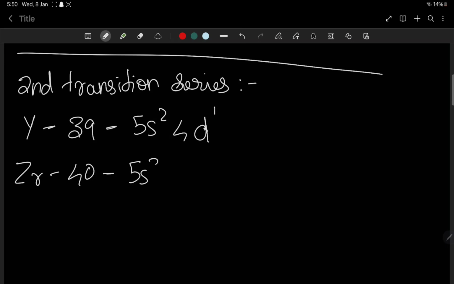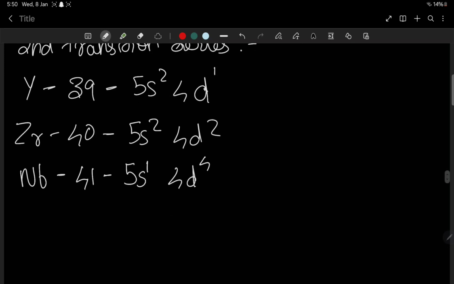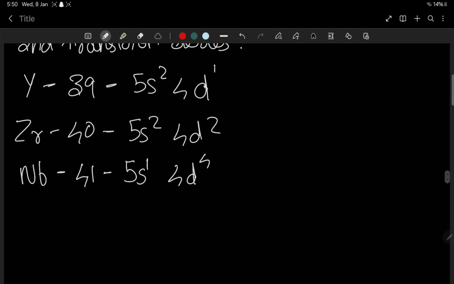Yttrium, zirconium, niobium, Nb. Niobium itself, right? This is very confusing, the names of the compounds are really confusing to me. It will become 5s1 4d4. This is different. We prefer it to be 5s2 4d3, but it is 5s1 4d4.